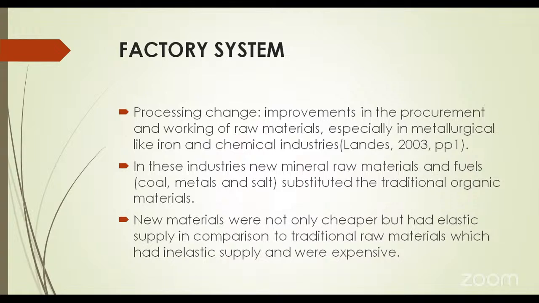Also remember processes. Because of the change of technology, obviously people were experimenting, they were finding more efficient processes. New minerals, raw materials, and fuels substituted the traditional organic material. So mining was happening, new materials were coming in, which were not only cheaper but had elastic supply in comparison to traditional raw materials, which had inelastic supply. Remember, Europe was now sourcing it out of its colonies. They were exploiting the colonies, and obviously, it made sense that once they had the capital, the raw materials and the technology, the industrial revolution would happen.